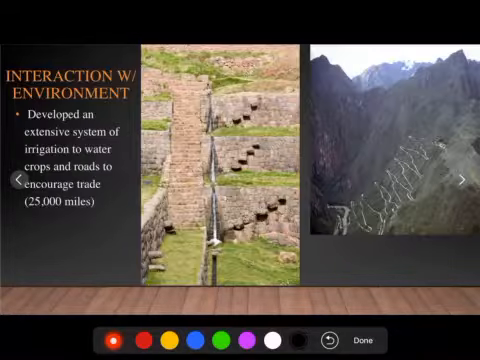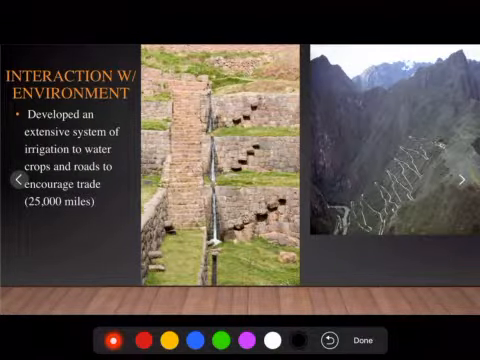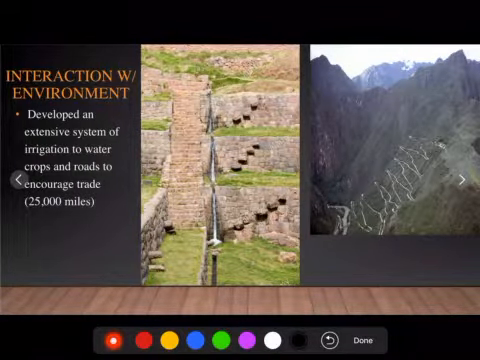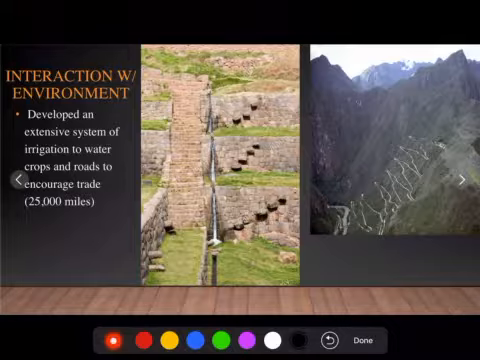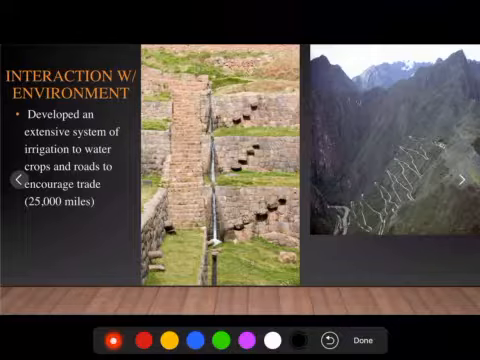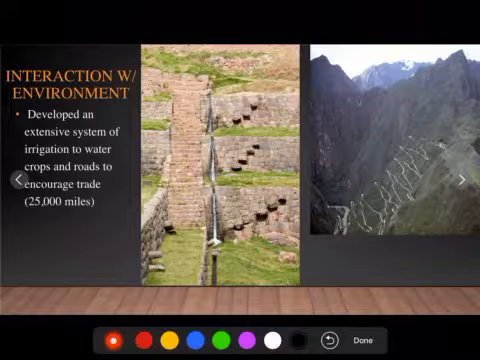Okay. All right, interaction with the environment. These are some things that you guys may have missed, and they're all important. Very important here: if you are a civilization that lives on the top of mountains, your entire life is going to be interaction with the environment. Everything you do, you're going to have to modify your environment in order to live.